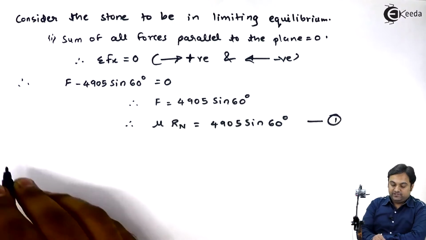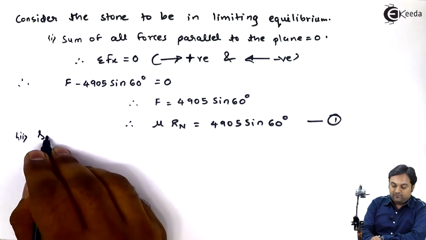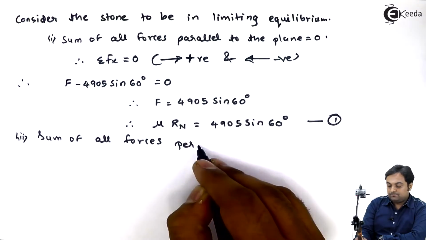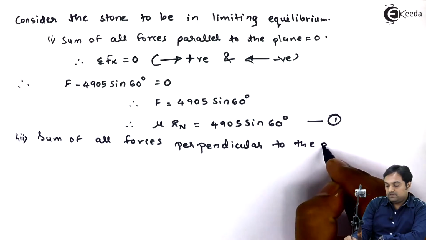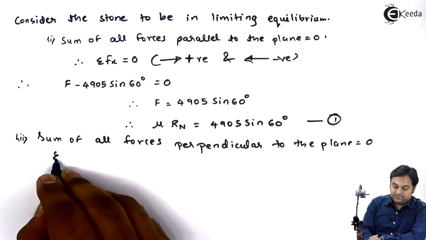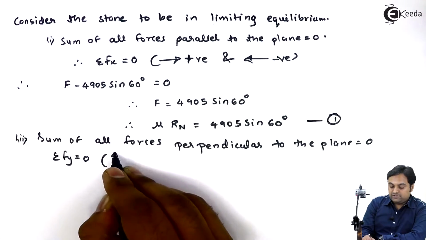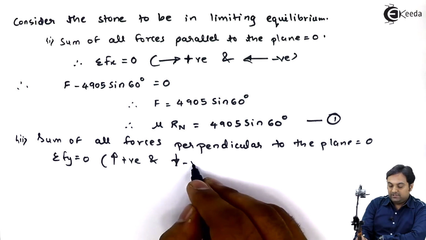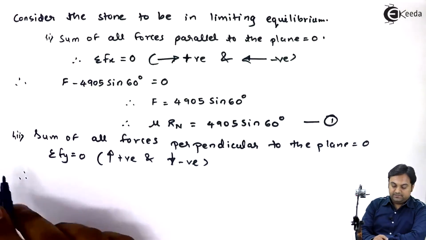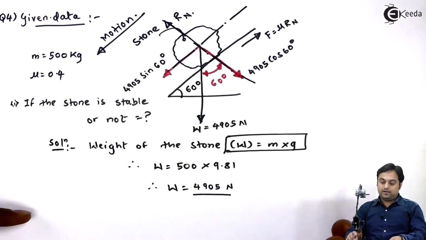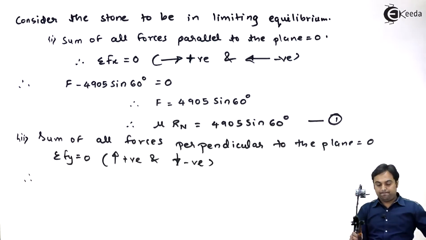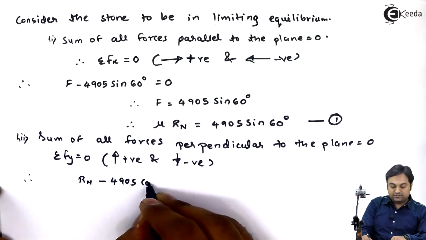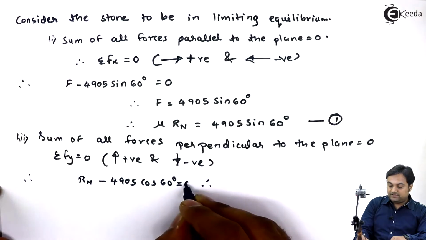Next, I need to know the value of Rn here, so I'll keep this as equation number 1. After this, I would be saying that sum of all forces perpendicular to the plane should be taken as 0. So in other words, summation of Fy is 0. All forces perpendicular to the plane positive, all forces perpendicular to the plane downward direction negative. So hence I will be getting here Rn minus 4905 cos 60. So hence that is equal to 0.